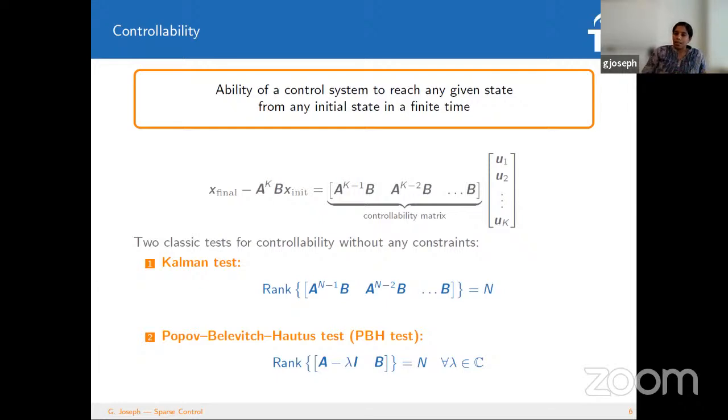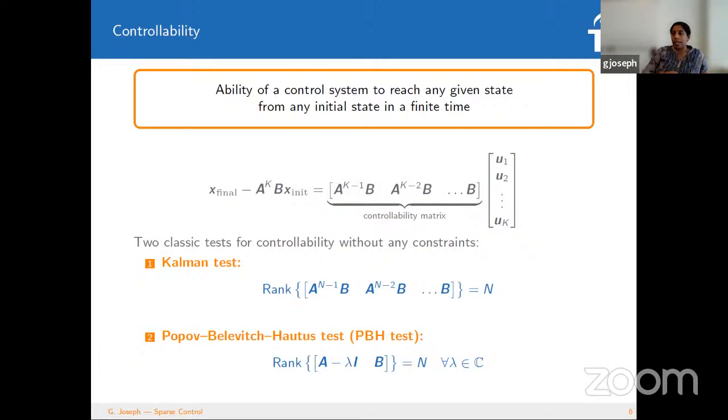Then from your state space model, the relation between X init, X final and the control inputs is given by the equation here. So X final minus A to the power of K times X init is equal to the controllability matrix times the vector with all the inputs. The controllability matrix is a standard notion in control theory. And the question is, is it possible to solve this system of linear equations for any initial state X init and any final state X final?